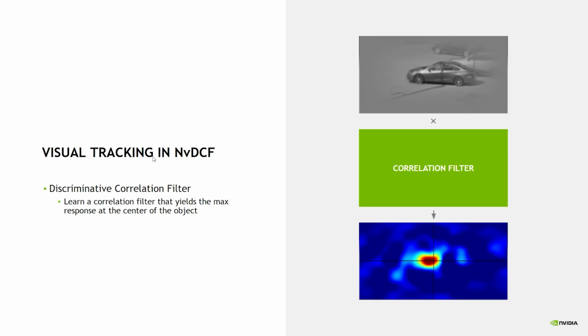NvDCF tracker is built on top of the IOU tracker by enabling the visual tracking module and the Kalman filter-based state estimator module. And we are going to look deeper into the visual tracking module of the NvDCF tracker, which is based on discriminative correlation filter. Given a bounding box of an object, it defines a search region around it. NvDCF then learns a correlation filter that would yield the max response value at the center of the object. If we apply the learned correlation filter to the next frame, we would get the max response value at the new location of the same object, which is represented as the dark red spot in this figure.